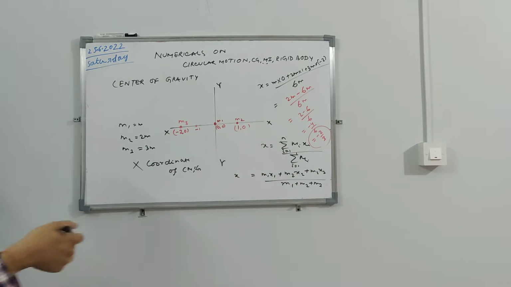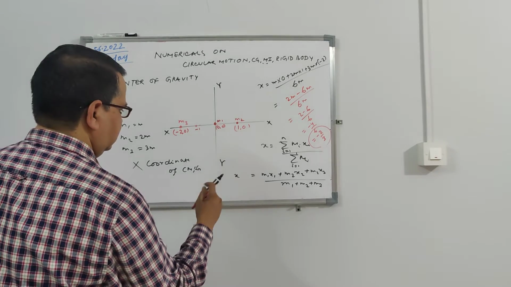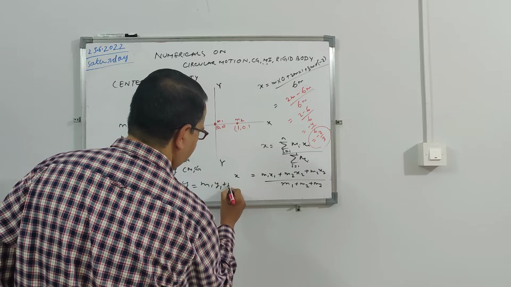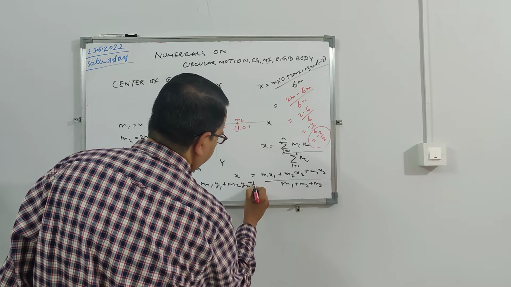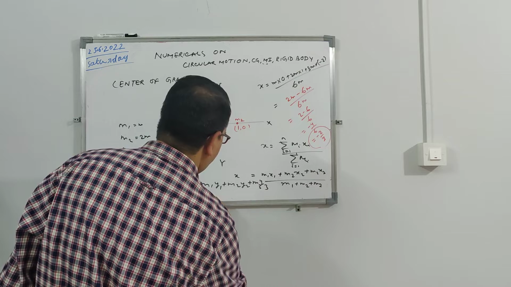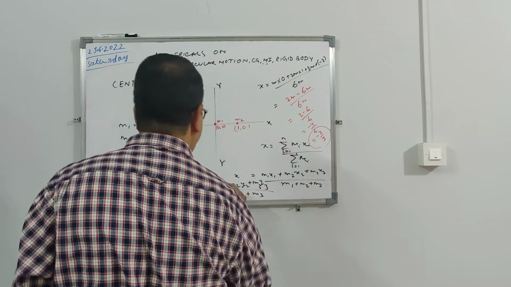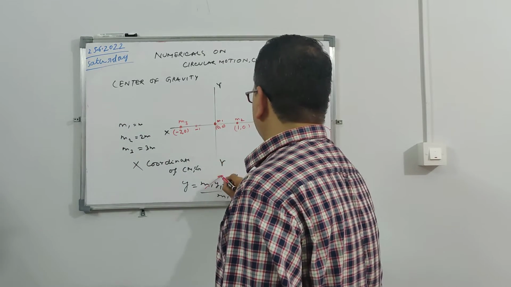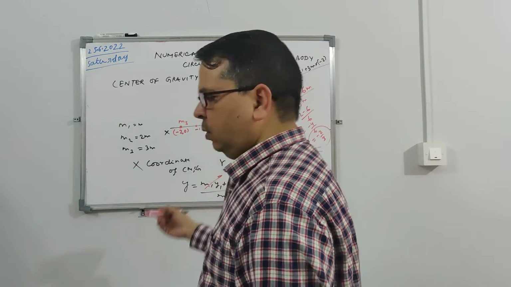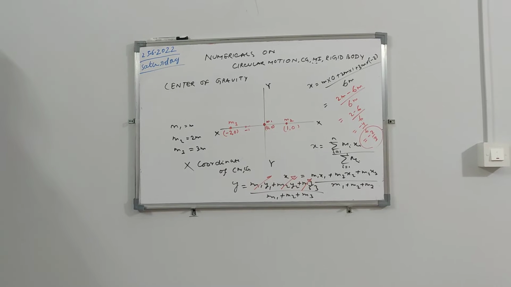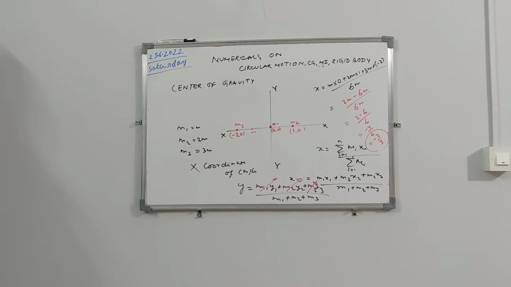Similarly, if they ask for the y coordinate, you can get it also. The y coordinate will be m1 y1 plus m2 y2 plus m3 y3, by m1 plus m2 plus m3. Because everywhere y is 0, all these terms will be 0, so y will be equal to 0. So this is one numerical on the concept of center of gravity.